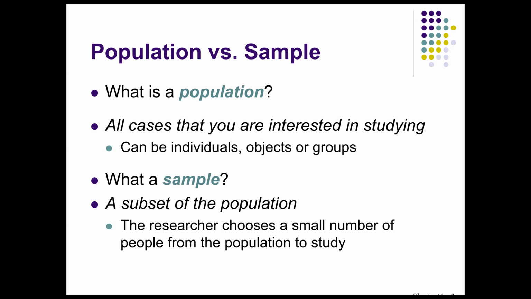And a sample is a subset from the population. So you, the researcher, choose a small number of people from the population that you're going to study. That could be a small number of people. It could be a small number of schools or a small number of neighborhoods in Los Angeles or a small number of states in the country. But you, the researcher, choose your sample.